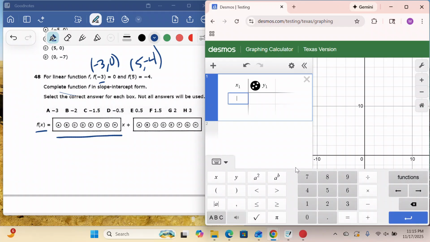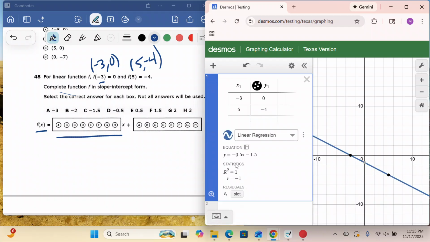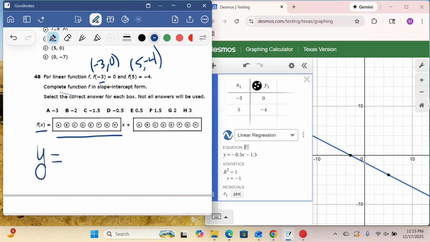So the first one is negative 3, 0. And the second one is 5, negative 4. I'm going to add regression right here. And here it is. Let me just make sure it's correct. Negative 3, 0 and 5, negative 4. And right here I have my y equals negative 0.5x minus 15. Or no, 1.5.